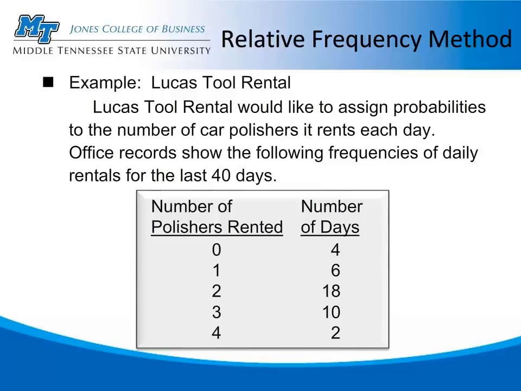In the Lucas tool rental example, they're looking at past information. They have records for the last 40 days. In the last 40 days, they rented 2 car polishers 18 times. In the last 40 days, they rented 3 car polishers 10 times. You can take the frequency, the number of days, and divide it by the 40, the total number, to come up with the probability for a particular outcome.